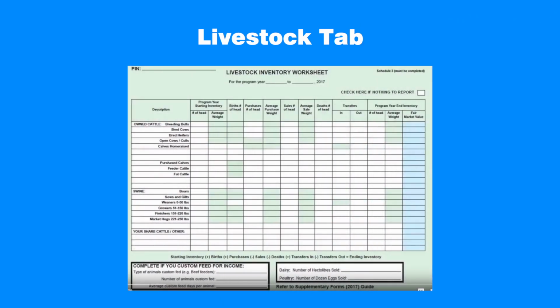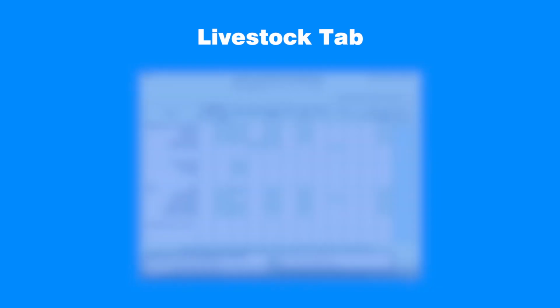The AgriStability Schedule 3 is part of AgriStability's annual filing requirements. It is an inventory worksheet that includes opening inventory, annual transactions such as births, sales, and deaths, and closing inventory. The AgriStability program provides compensation and support for participating producers who experience a decline in farm margins caused by production loss, increased costs, or market conditions.